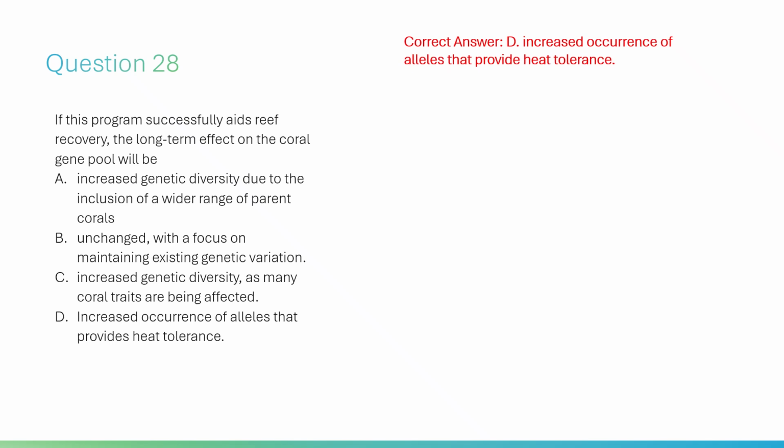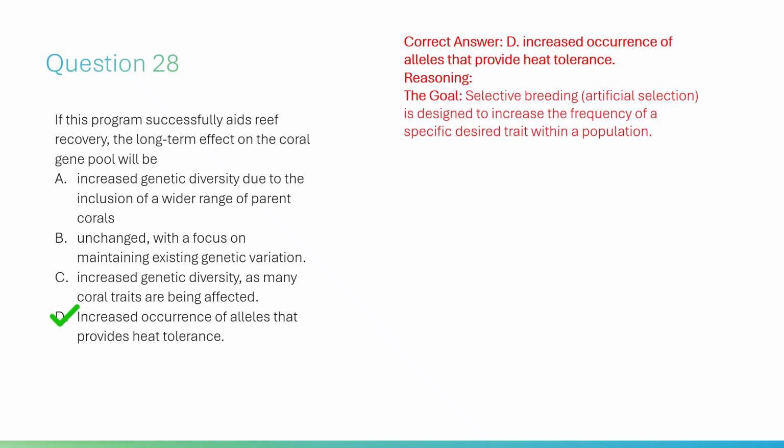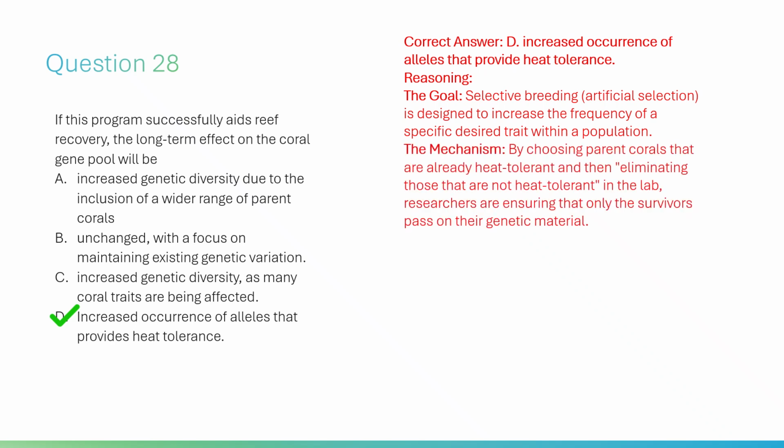Correct answer, D. Increased occurrence of alleles that provide heat tolerance. Reasoning: the goal, selective breeding, artificial selection, is designed to increase the frequency of a specific desired trait within a population. The mechanism: by choosing parent corals that are already heat tolerant and then eliminating those that are not heat tolerant in the lab, researchers are ensuring that only the survivors pass on their genetic material.